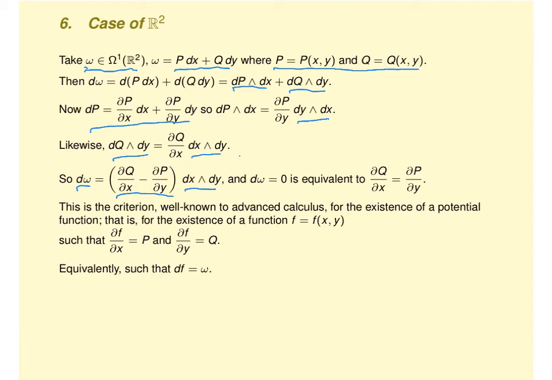And d omega is actually 0 is equivalent to partial q, partial x equals partial p, partial y. And as I'm sure you know, this is the criterion for the existence of a potential function for omega, that is for the existence of a function f of x and y, such that partial f, partial x equals p, and partial f, partial y equals q. That's precisely the statement that df equals omega.